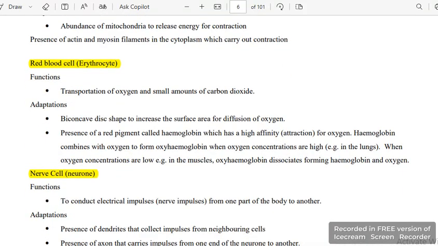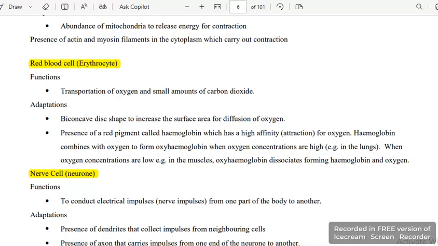Then the red blood cell is also known as the erythrocyte. Its functions: transportation of oxygen and a small amount of carbon dioxide. That is the function of the red blood cell.